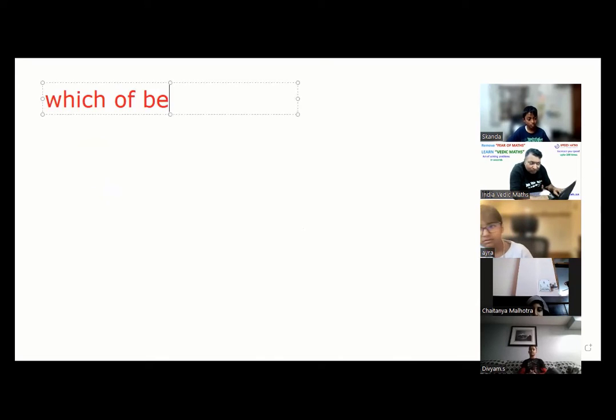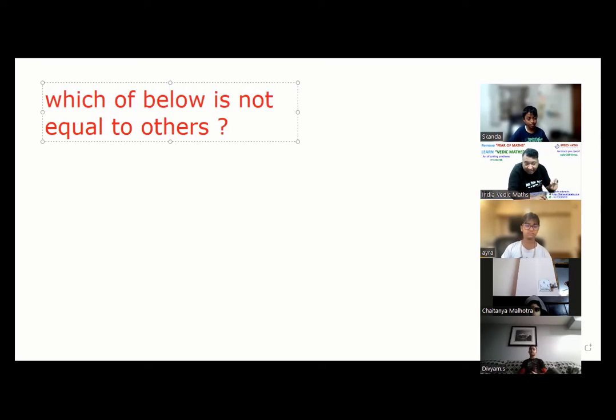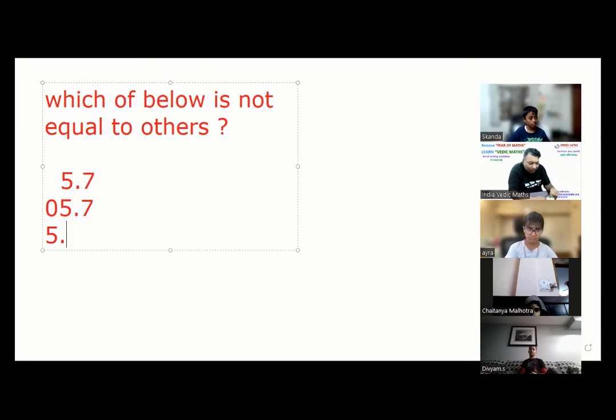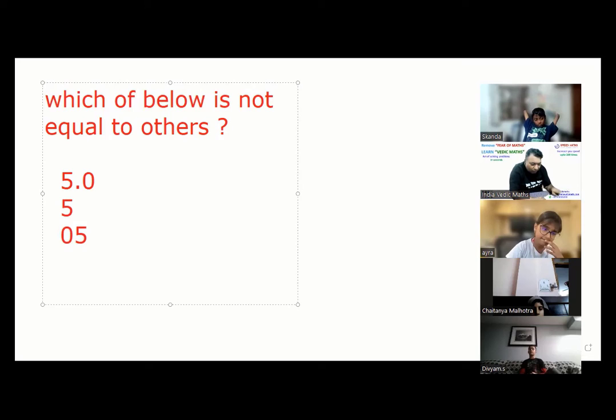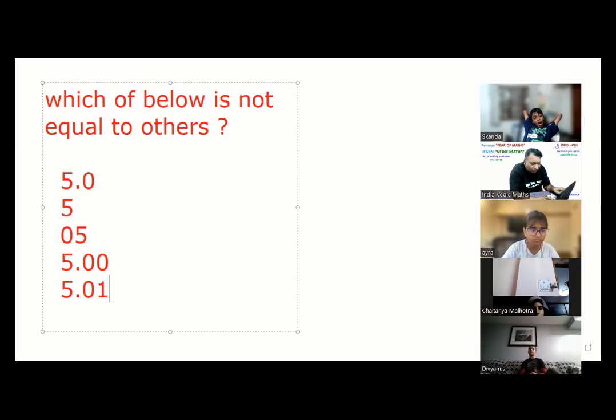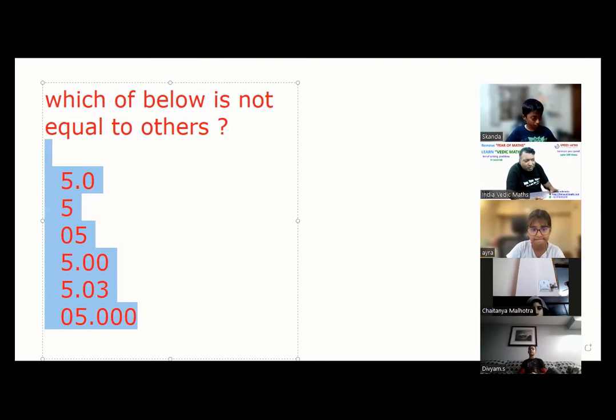So tell me now, I'm going to ask you a question. Which of the below is not equal to others? Okay? You have to think carefully, guys. Let me make it simple first, so that you don't get confused. 5.0, 5, 5.03, 5.00. Tell me out of this, which one of the numbers is not equal to all others?